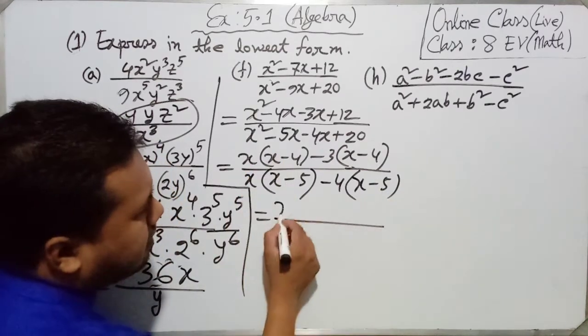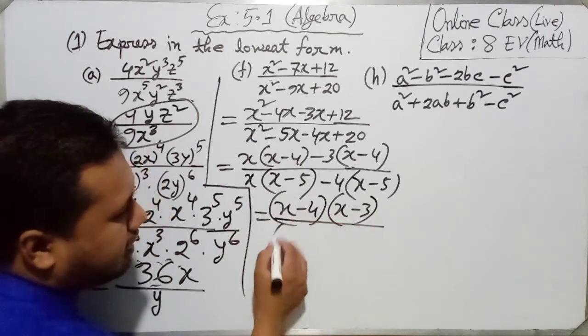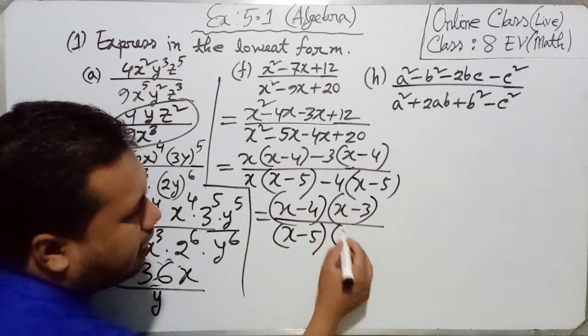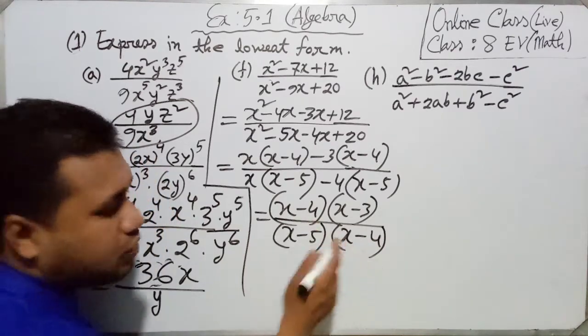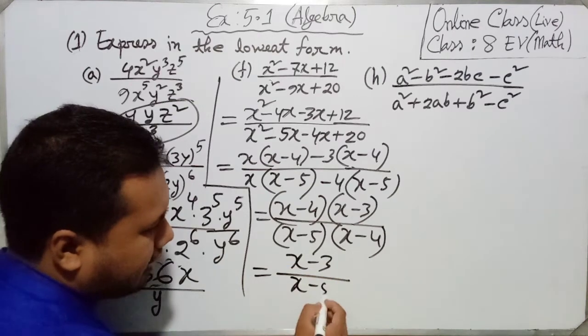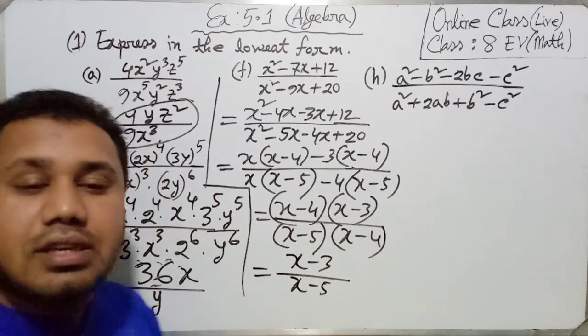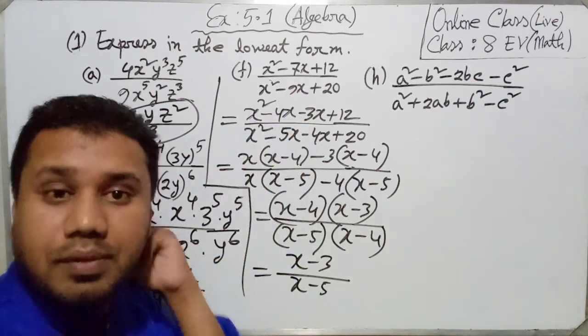Now dear students, this is x minus 4, x minus 3, and this is x minus 5, and another one x minus 4. Now this x minus 4 and this one we can minimize, so our answer will be x minus 3 over x minus 5. So we can say this is our lowest form of this given problem, f number.